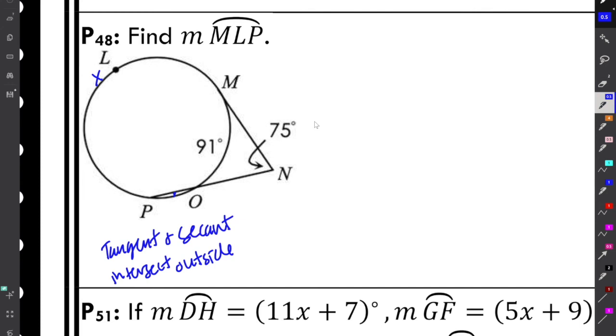So we'll set up our little equation. 75 is equal to x minus 91, times 1/2, so it's over 2. Multiply both sides by 2 to get rid of the fraction. 75 times 2 is 150. That's equal to x minus 91. Adding 91 to both sides, x is equal to 241.